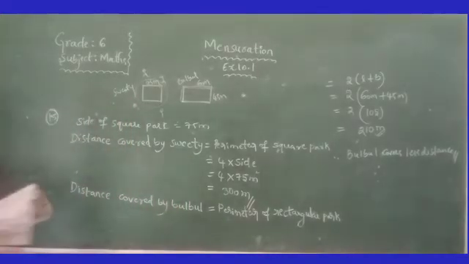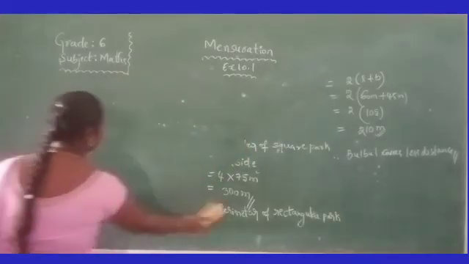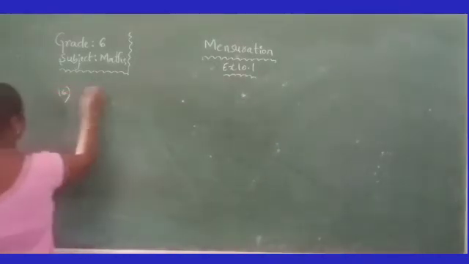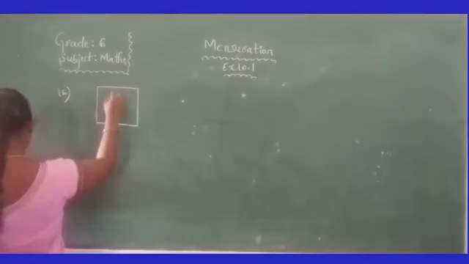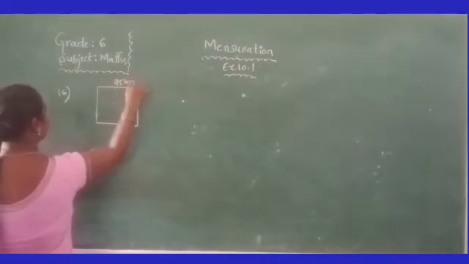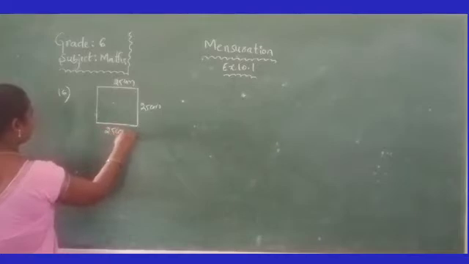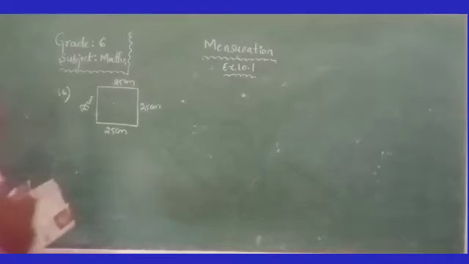First, draw this in your notebook neatly. Draw each figure neatly. So right, the first figure is a square. That square has all sides equal, 4 sides. One side is 25 centimeters, one more side 25 centimeters, the third 25 centimeters, and the fourth side 25 centimeters.